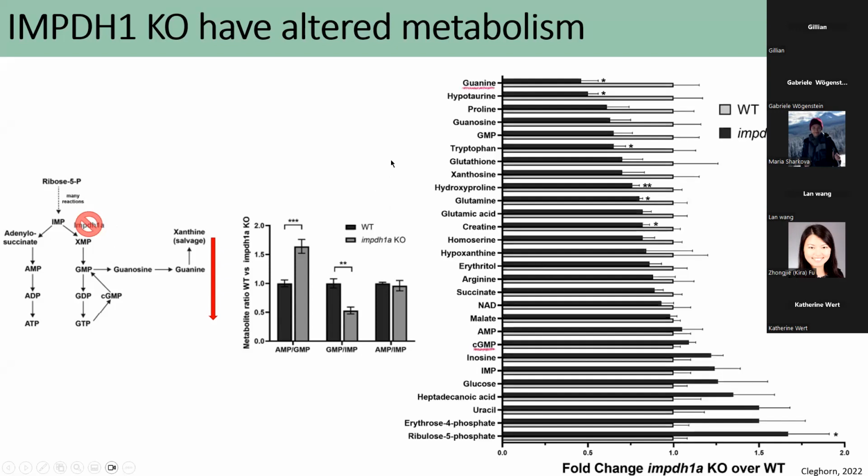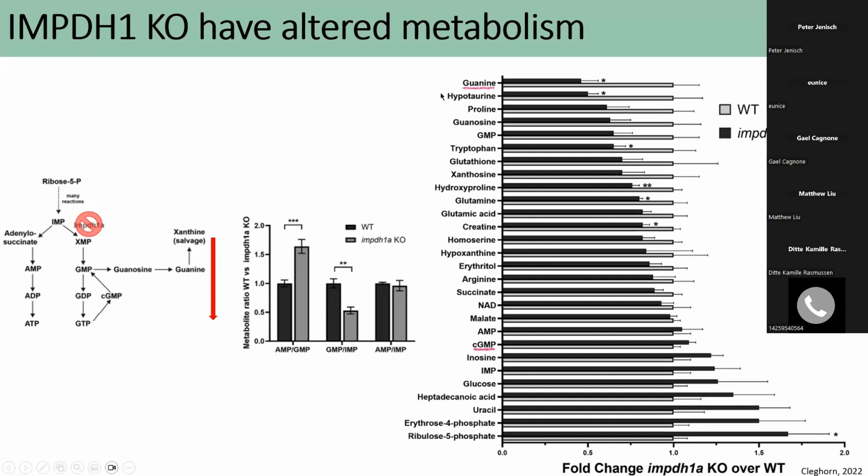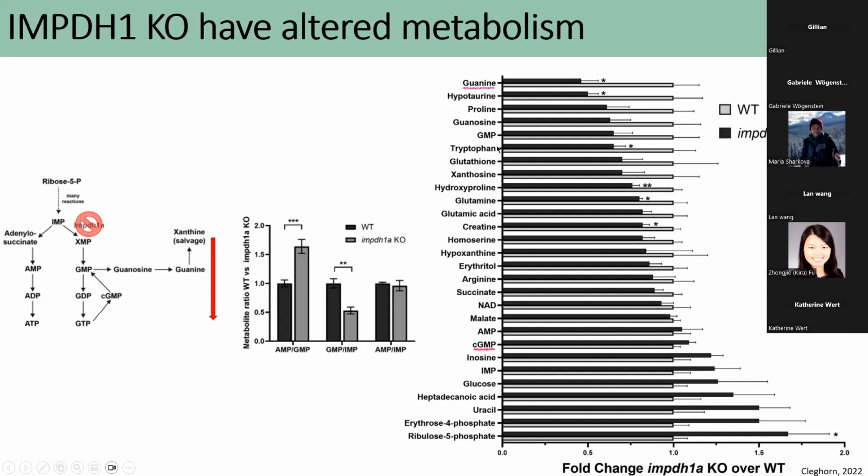We also looked at several other metabolites, and we can see that guanine is significantly reduced. It's about 50% less when IMPDH is not around. That's not the case with all of these metabolites, but we do see a clear difference in guanine. And notably, we don't see a difference in cyclic GMP, which was pretty surprising. Seems that those levels are okay, even when IMPDH is not around. And so with this metabolic phenotype, we wanted to know if there were going to be any structural changes in cone morphology.